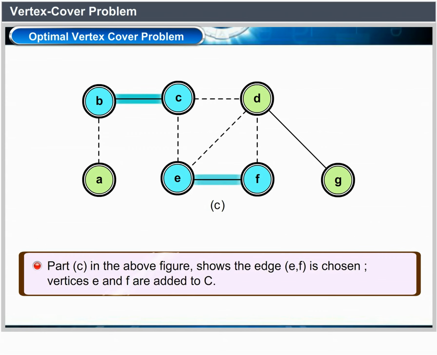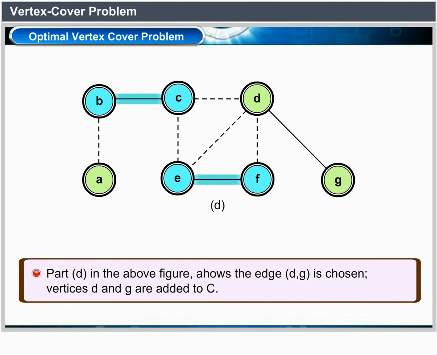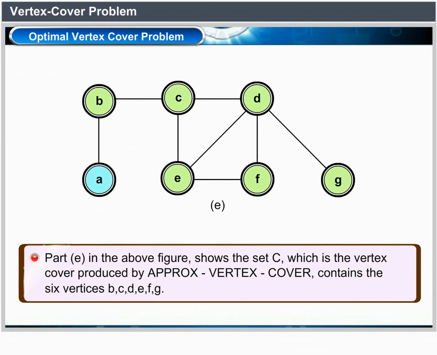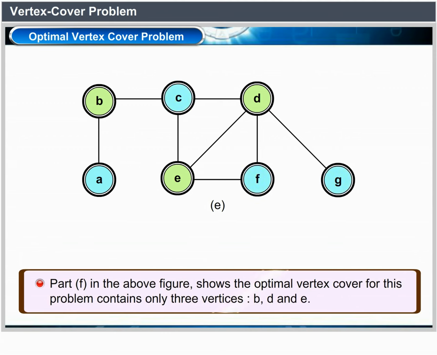Part D in the figure shows the edge (D, G) is chosen. Vertices D and G are added to C. Part E in the figure shows the set C, which is the vertex cover produced by APPROX-VERTEX-COVER, contains the 6 vertices B, C, D, E, F and G. Part F in the figure shows the optimal vertex cover for this problem contains only 3 vertices: B, D and E.